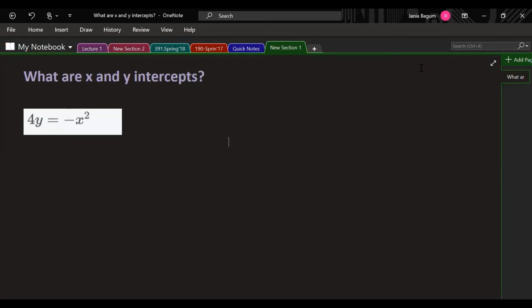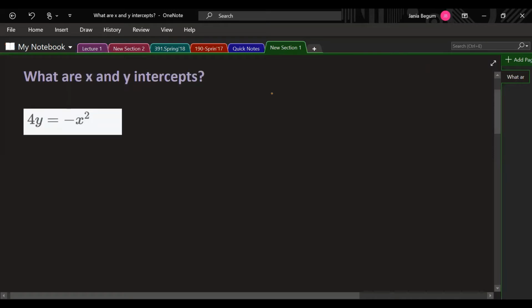So let's write down the rules. How do we compute them? Here's the rule to find the x-intercept. For x-intercept, you're going to set your y equals to 0 and then solve for x. And for the y-intercept, the rule is to set x equals to 0, and then you're going to solve for the y value. So then you'll have your coordinates x comma y depending on the equation.